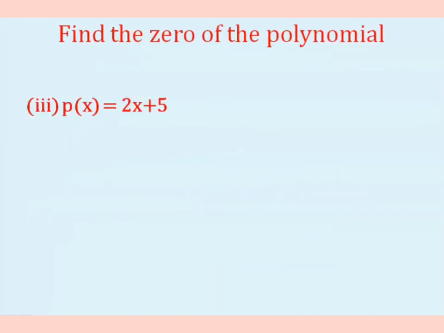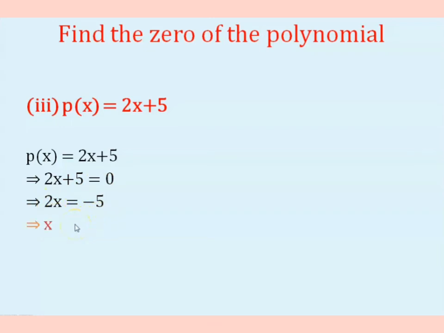And the next problem is P of x is equal to 2x plus 5, equating P of x equal to 0. 2x plus 5 equal to 0. Transposing 5 to the other side, we get 2x equals minus 5. Transposing 2 to the other side, we get x is equal to minus 5 by 2. So minus 5 by 2 is the 0 of the polynomial.